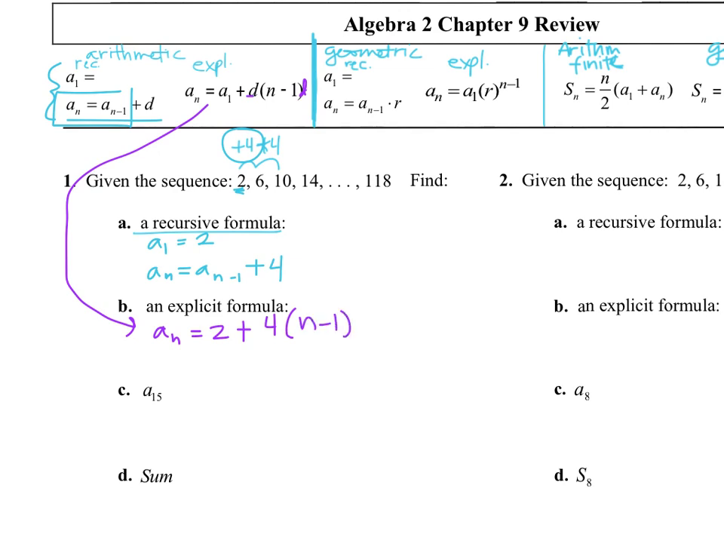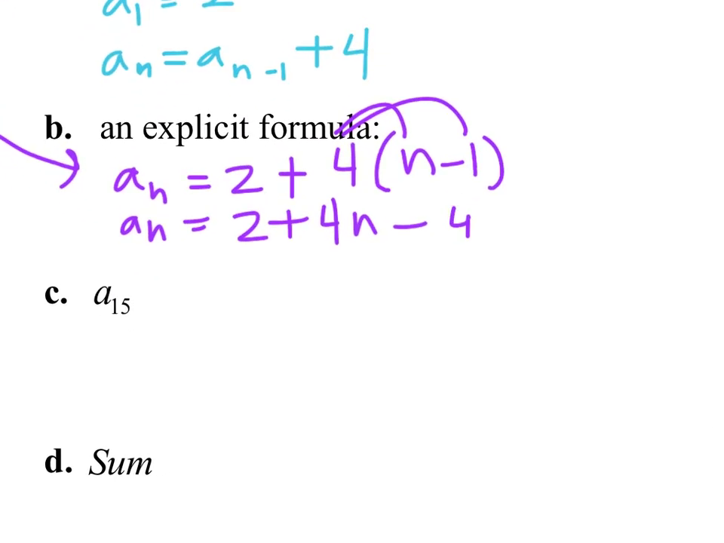So if we simplify this, we're going to distribute, and we get a sub n equals 2 plus 4n minus 4. And then simplify that, a sub n equals 2 minus 4 is a negative 2, and we have the 4n, so 4n minus 2, and that will be your explicit formula.